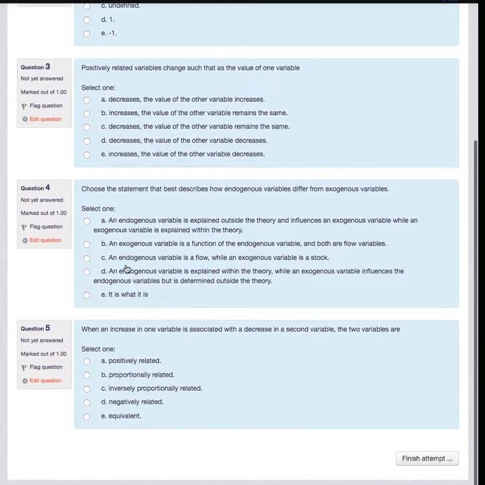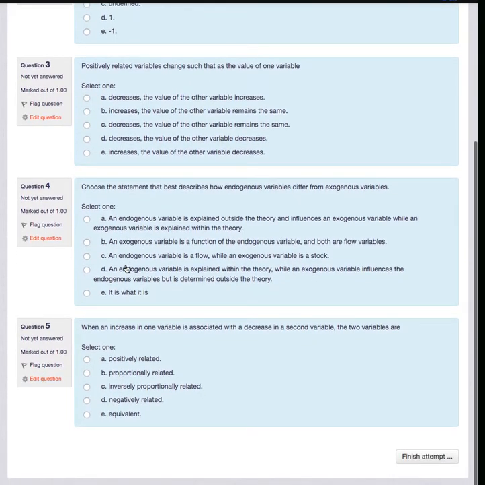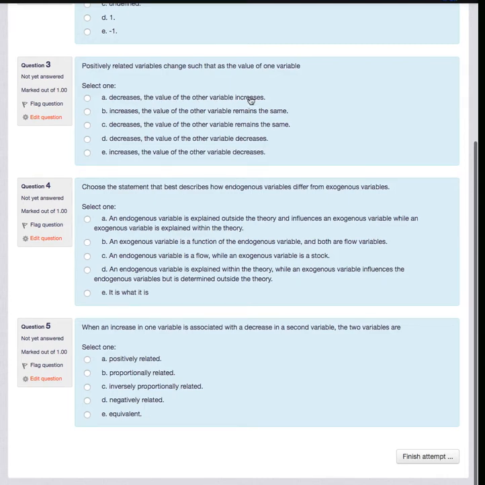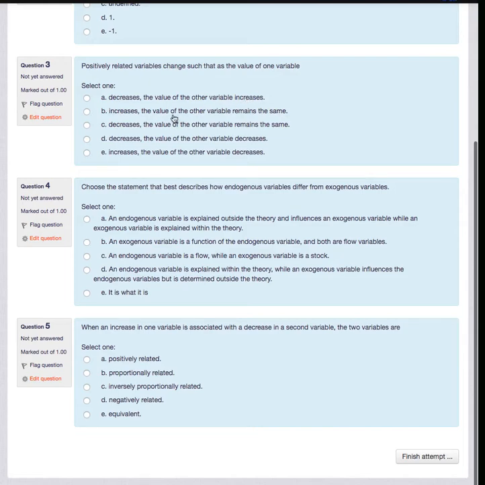Positively related variables, such as the value of one variable: they'll move in the same direction. They'll move positively. So as one increases, the other one must increase as well. Or as the one variable decreases, the value of the other variable increases? No, that would be moving in opposite directions. So positively, they have to move in the same direction.